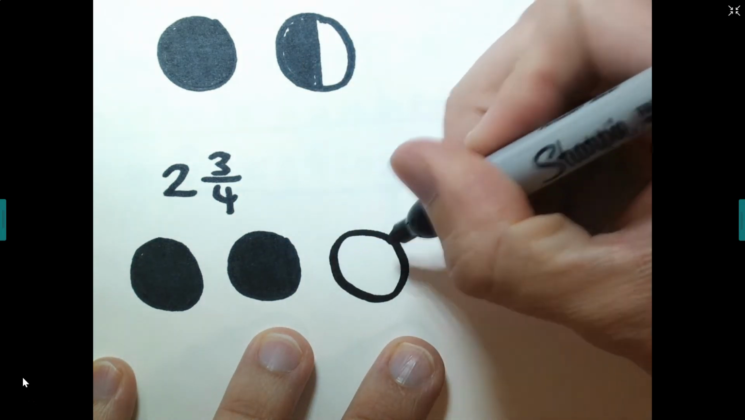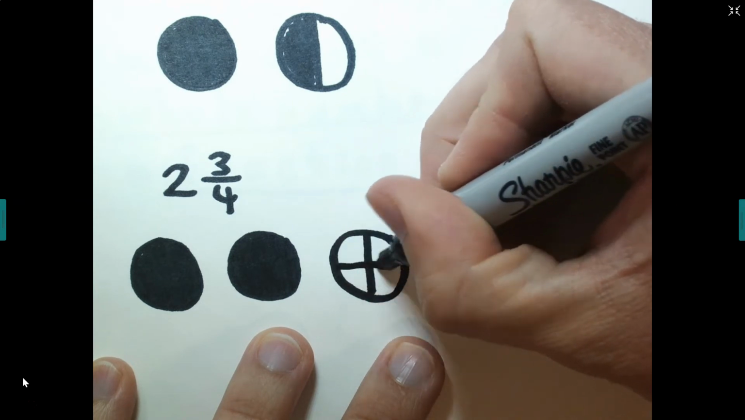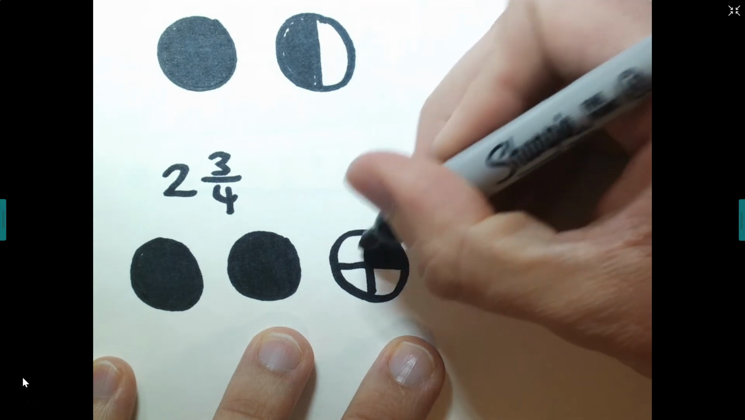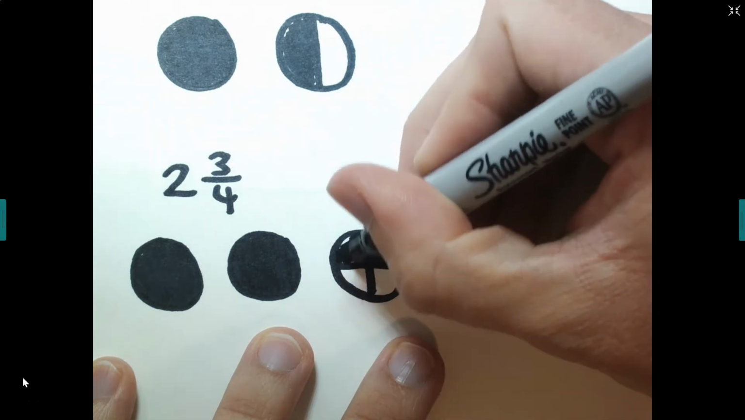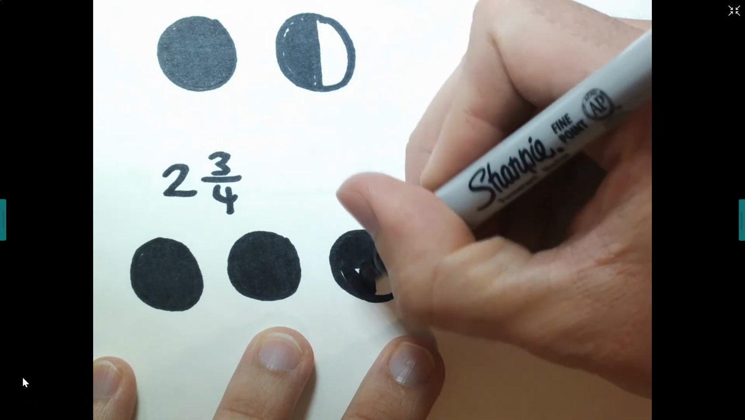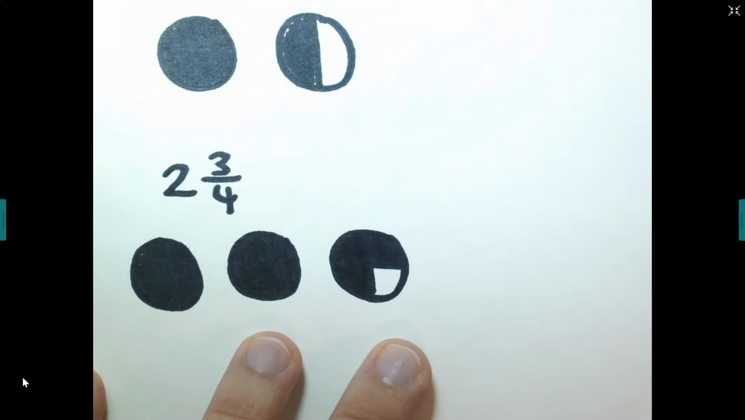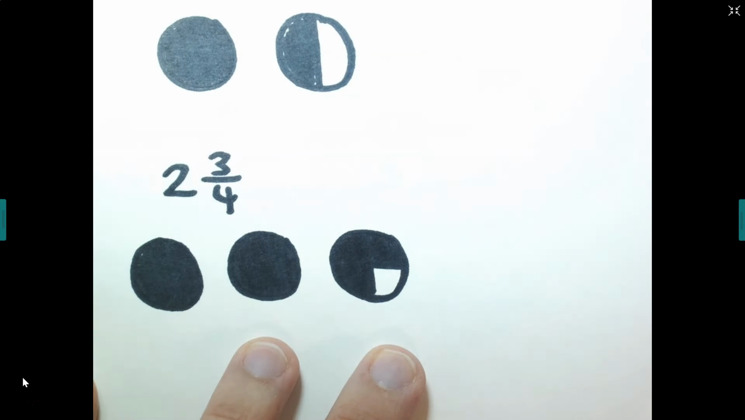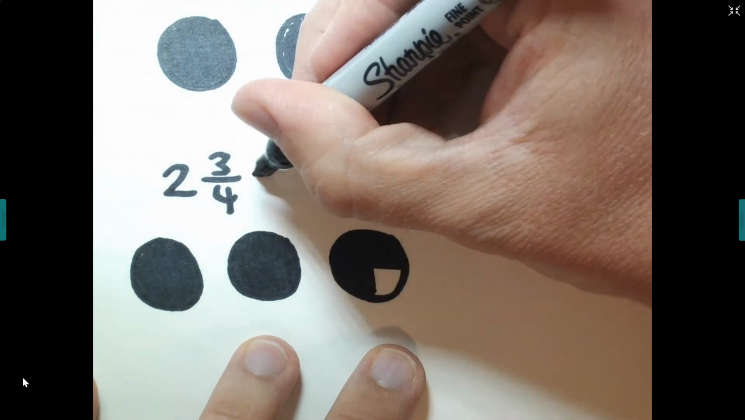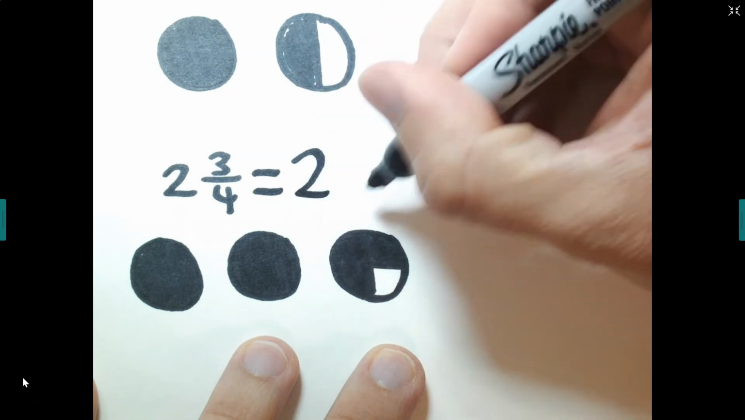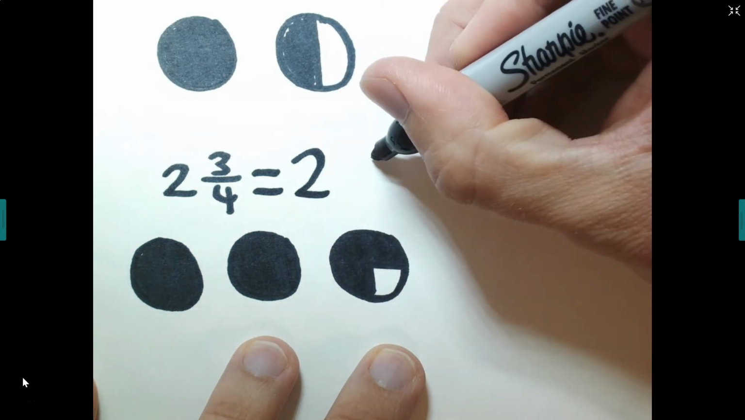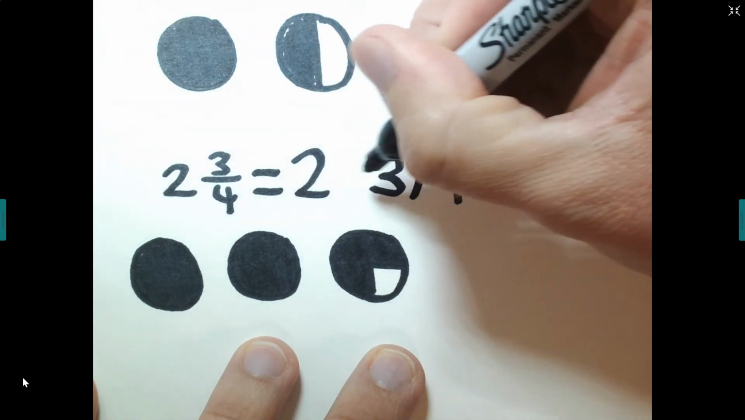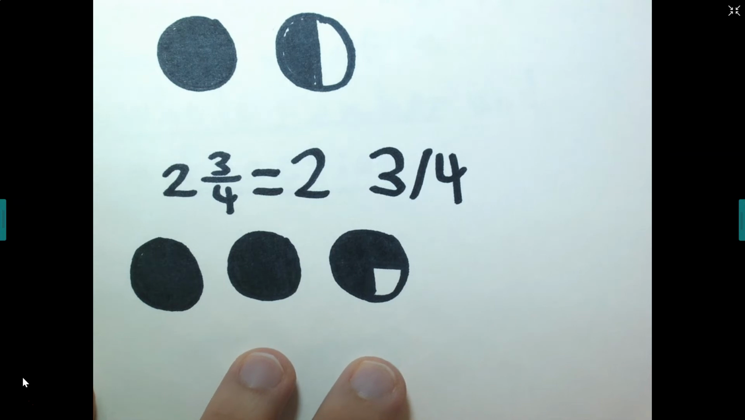Here's my third pizza. Split it into fourths. 3/4. I'm going to shade in 1, 2, 3/4. So here I have my mixed number. 2 wholes and 3/4. 2 3/4. If you're writing on a computer, it would look like this. 2, and then a space, then 3/4. 2 3/4. Okay? I'll do one more.